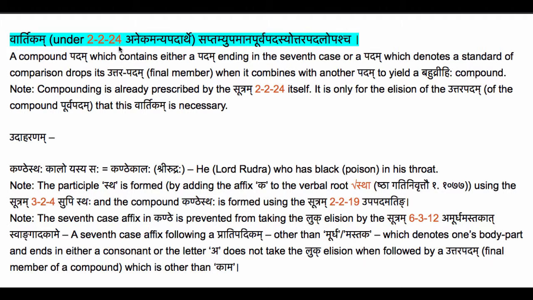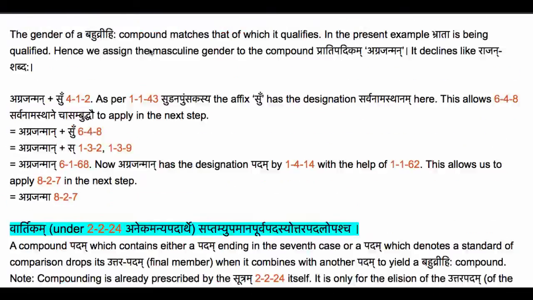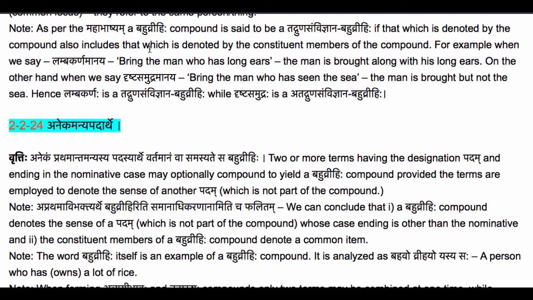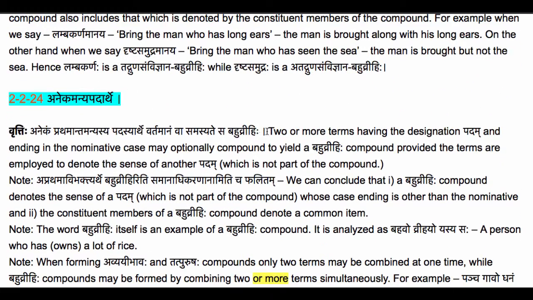Let us now turn our attention to a Vartikam under the Sutram 2224, Anekam Anya Padarthe. Recall that the meaning of that Sutram 2224 is: two or more terms having the designation padam and ending in the nominative case may optionally compound to yield a bahuvrihi compound, provided the terms are employed to denote the sense of another padam which is not part of the compound.